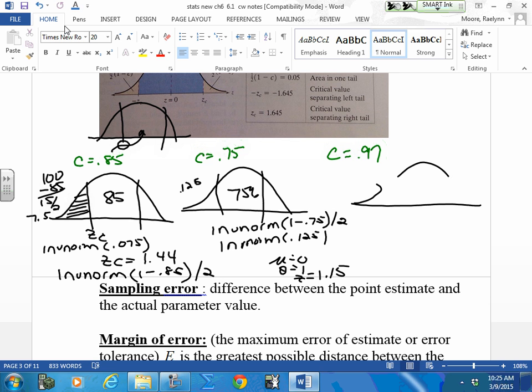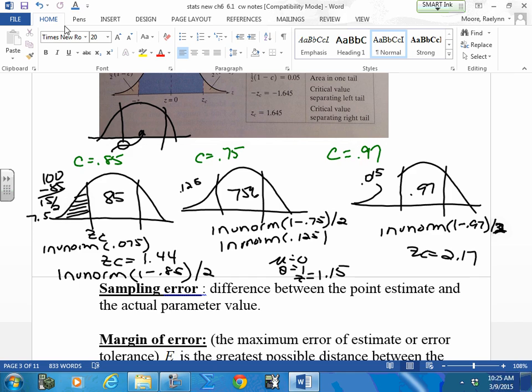And the last one, 0.97. So we're sharing 3%, so 0.015, or let the calculator do it. 1 minus 0.97 divided by 3. Divide by 3, I'm sorry, divide by 2. Good, Nick. Divide by 2. Yeah, buddy. Thanks. And you should get 2.17. Remember, you're looking at the negative side. I want the positive one for that chart. No, I don't need the negative. Yeah, but you're actually looking up the negative.